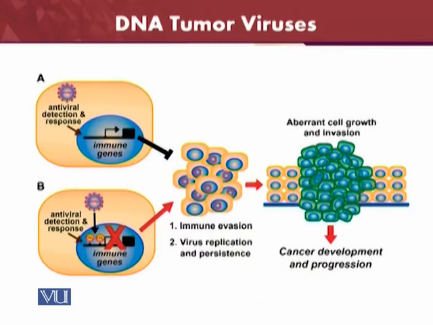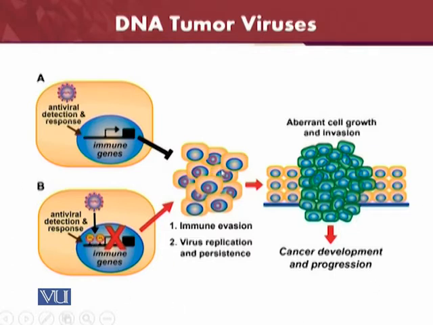Here is the presentation of how the DNA tumor viruses act and how cancer development happens after the attack of the DNA tumor viruses inside the body. First of all, we will take this example: antiviral detection and response. Whenever a virus attacks inside the body, the antiviral response of the body will be the immune system. The immune system will be awoken and the immune genes will be produced. These immune genes are in the form of antibodies, and then the antiviral detection and response.